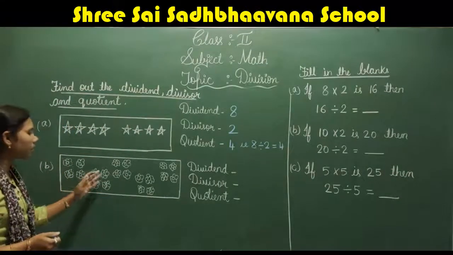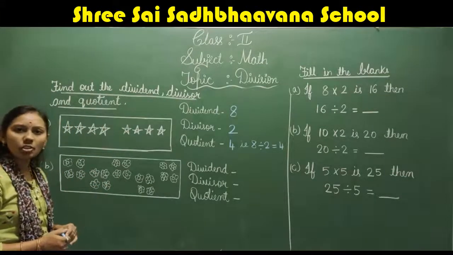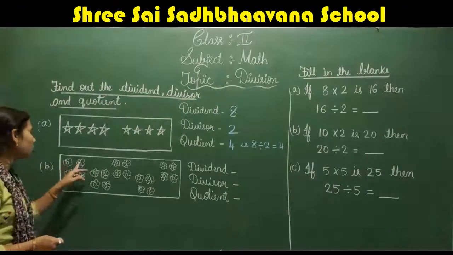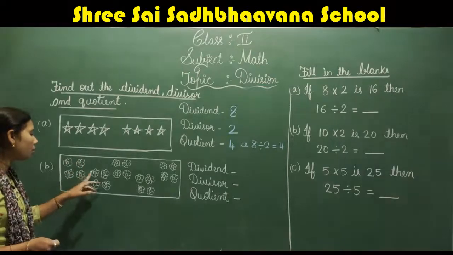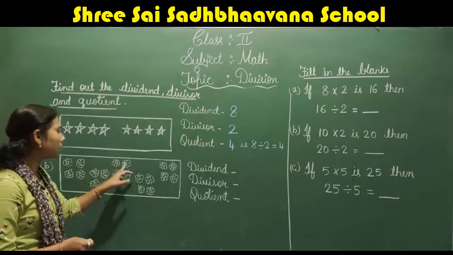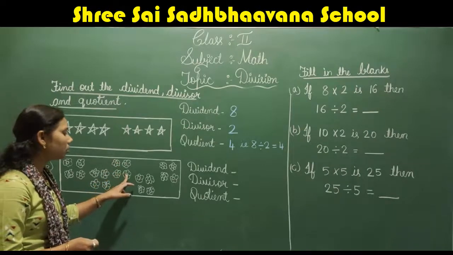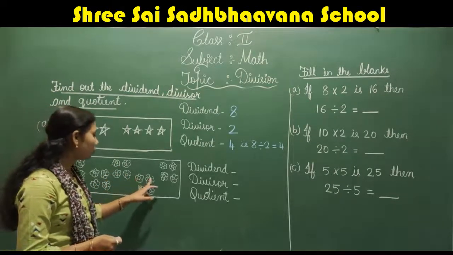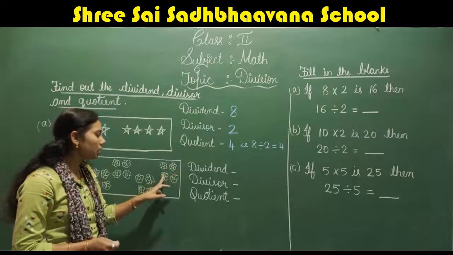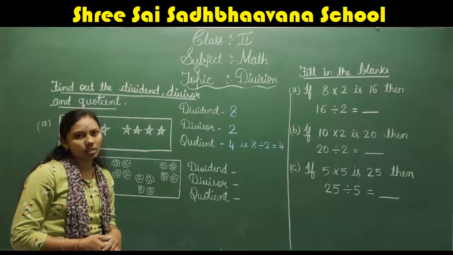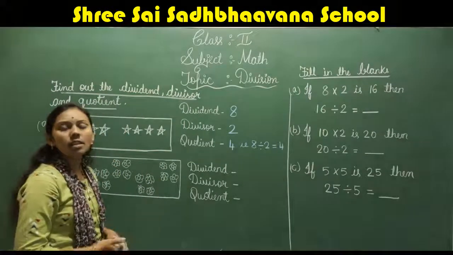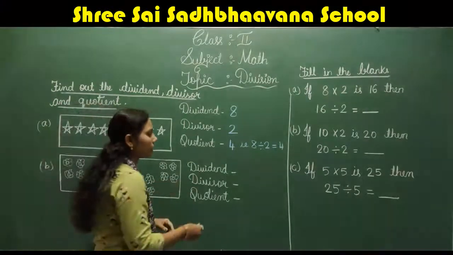Here we can see the flowers. Right, children? So how many are there? Let us count it first. 1, 2, 3, 4, 5, 6, 7, 8, 9, 10, 11, 12, 13, 14, 15, 16, 17, 18, 19, 20. So the total number of flowers is 20. That is the dividend.